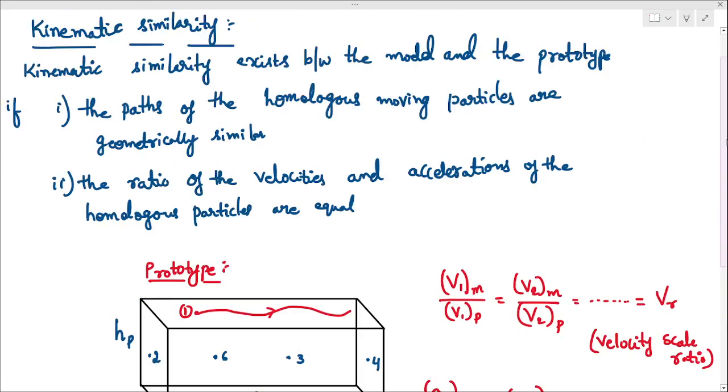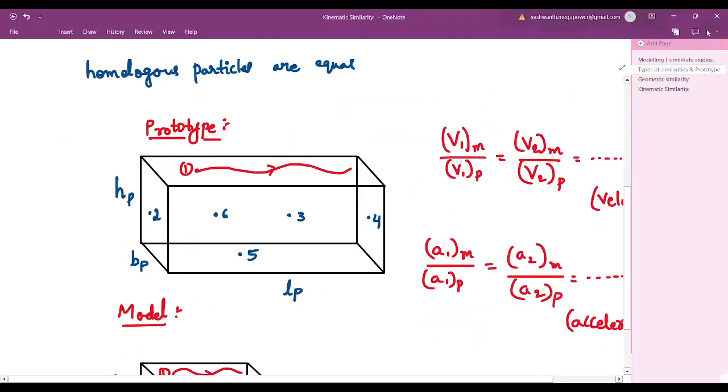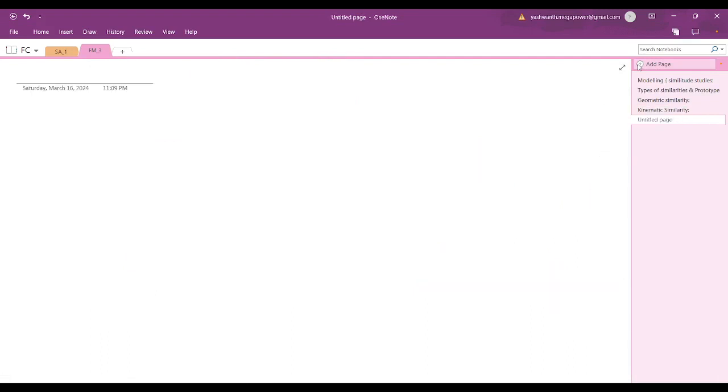Now we have one more, that is dynamic similarity. You did the kinematic and geometric, and just dynamic is left.